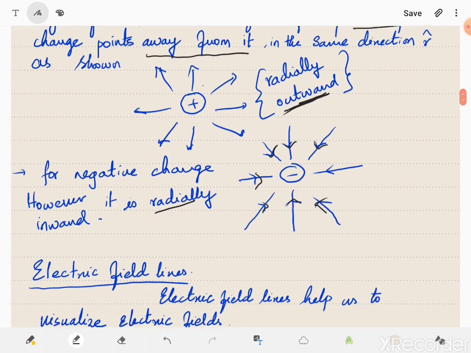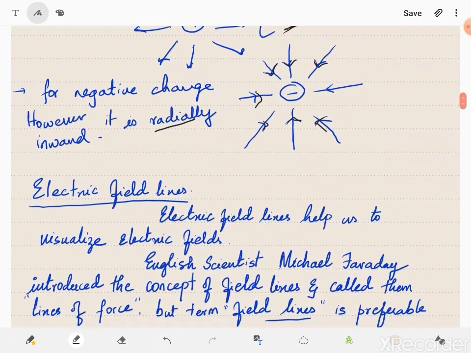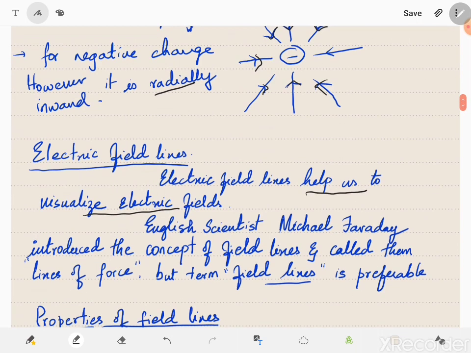Moving on, the next concept that I would like to introduce is the concept of electric field lines. What are these electric field lines? Electric field lines help us to visualize electric fields. English scientist Michael Faraday introduced the concept of field lines and called them lines of force, but the term field lines is preferable. I'll tell you why.